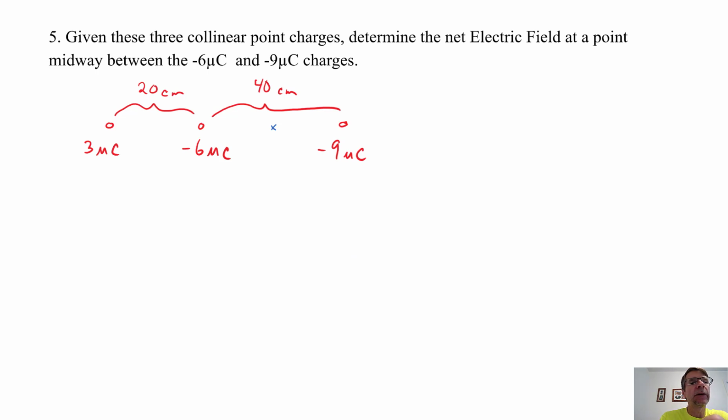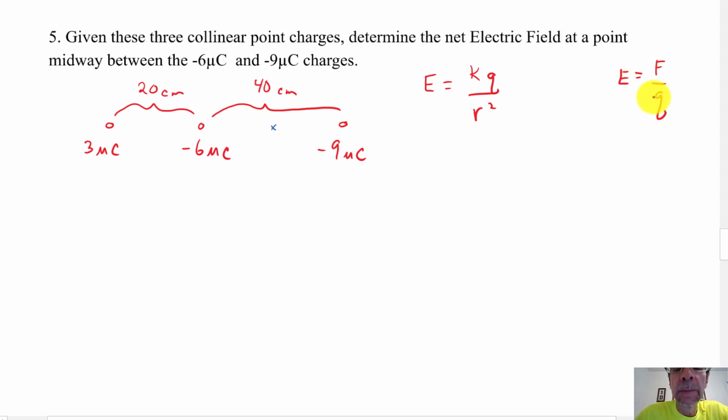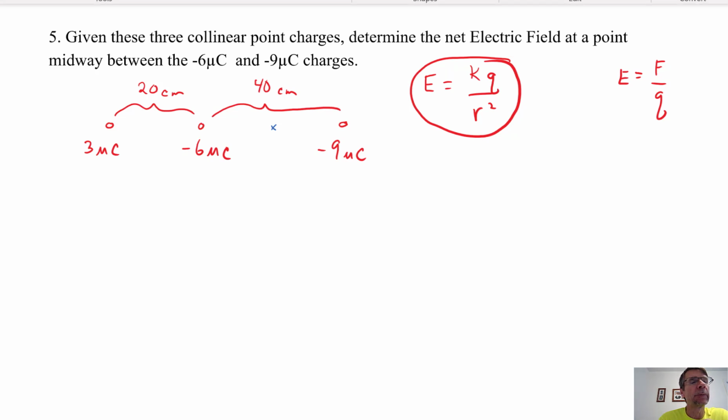Here's the basic equation for electric field for a point charge, and that is E equals kq over r squared. We also have the definition, which we're not going to use right now, E equals F over q. We'll be using that again in a little bit. But we're going to do this equation 3 times and then add up the results. For example, just do them one at a time.